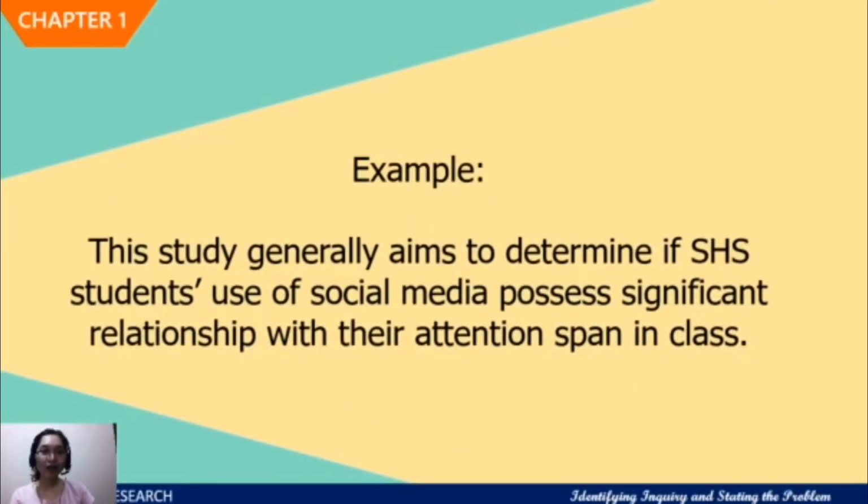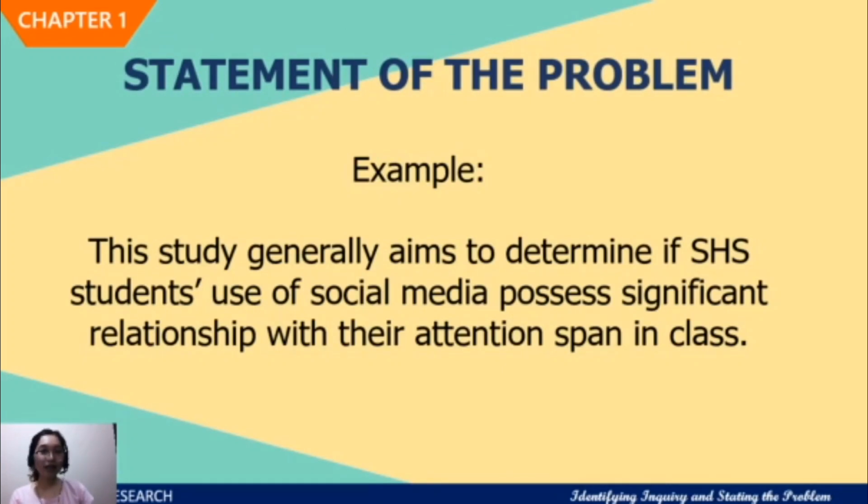Another example we have here: This study generally aims to determine if a senior high school student's use of social media possess significant relationship with their attention span in class. If you remembered, ito yung ginamit nating halimbawa in the previous discussion, in the previous video, yung sa social media and sa attention span ng mga senior high school students. So, gusto nilang ma-determine kung yung paggamit ba ng mga social media, meron ba siyang significant relationship sa attention span ng mga senior high school students.